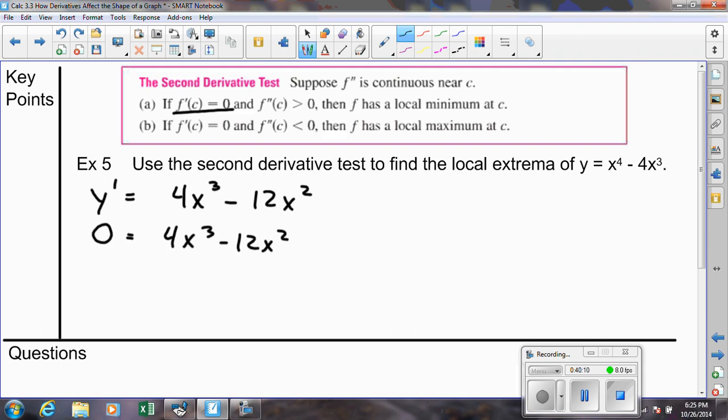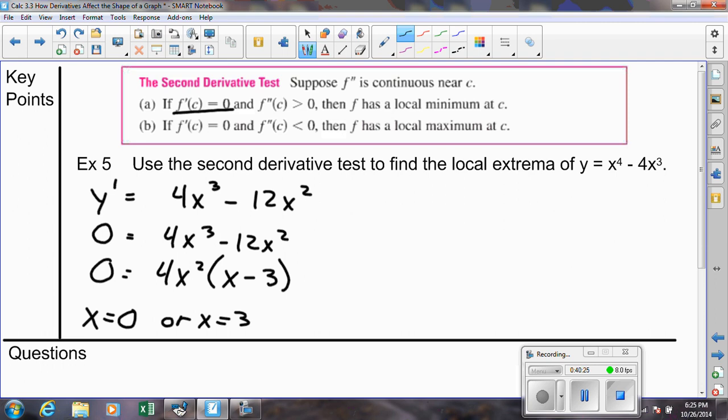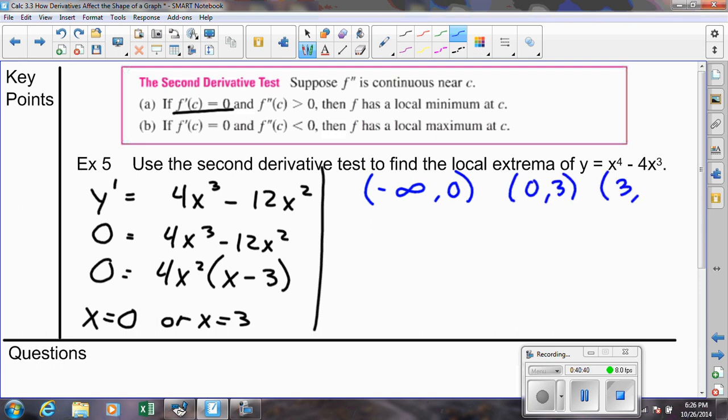Running through the algebra quickly, we could factor out 4x squared, leaving behind x minus 3. And when we solve that, we get two values, x equals 0 or x equals 3. Please note, finding the critical values will chop up our x-axis from negative infinity up to 0, and then from 0 to 3, and then from 3 to infinity.